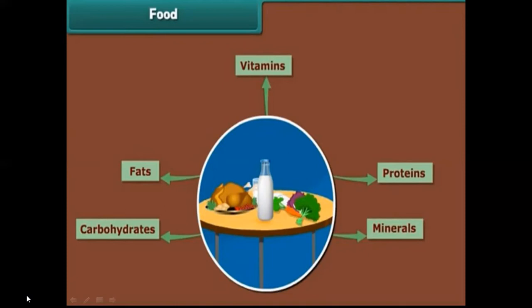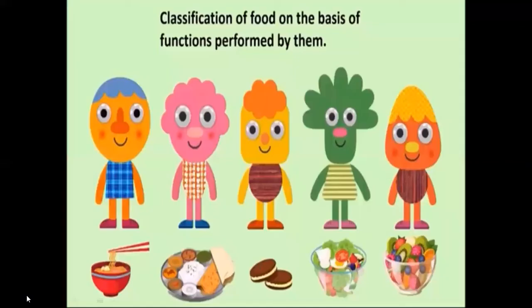As we have learned, nutrients are the substances present in our food. They provide us energy, help us to grow, keep us healthy, disease free, and strong. And these are the nutrients found in our food: carbohydrates, fats, vitamins, proteins, and minerals. These are the main nutrients found in our food.